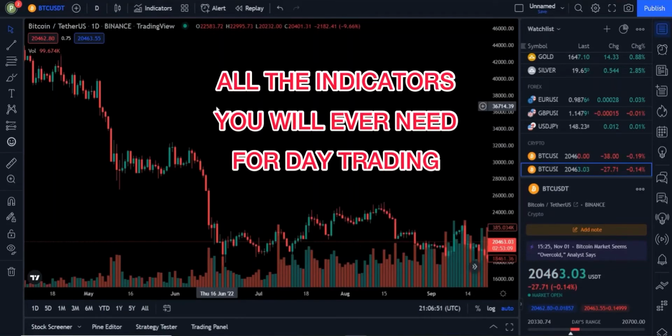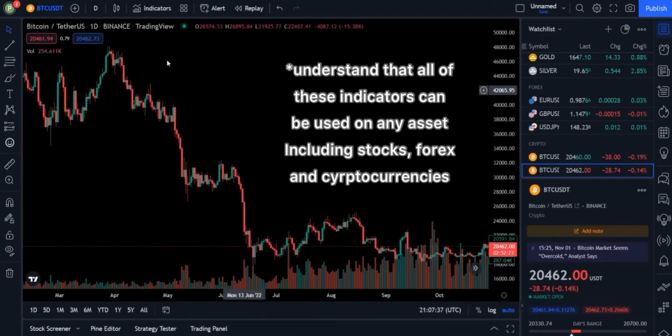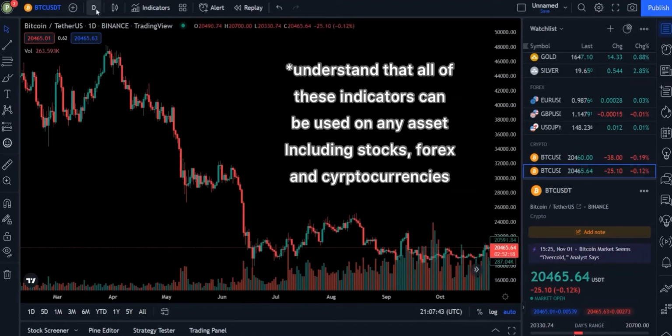Hello, ladies and gentlemen. Today I want to talk about every single indicator that you are going to need on your chart. This is Bitcoin right here. We're going to go ahead and just use this easy chart, easy to understand. Everybody knows about Bitcoin. We're going to start up here in the daily.